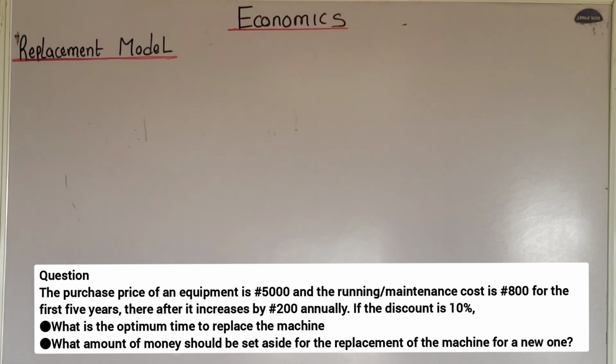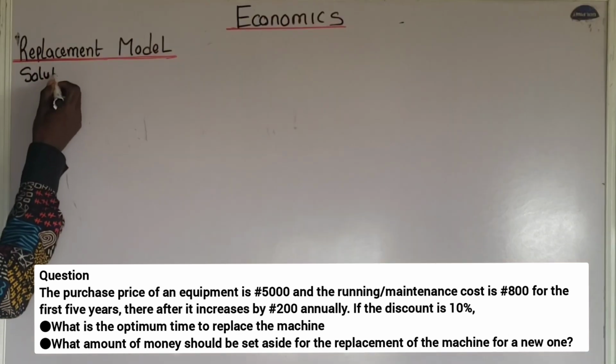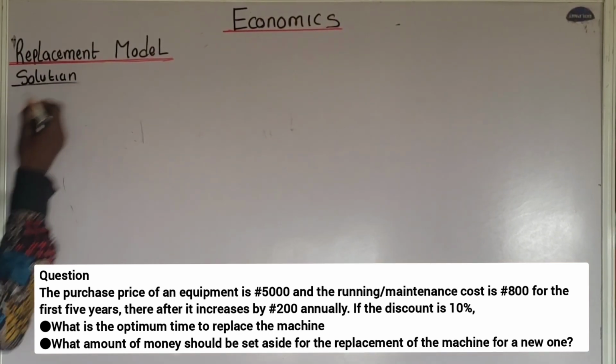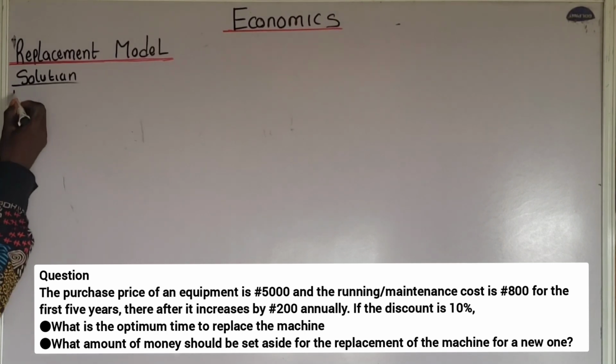Now let's start by writing out the information given in the question. I'm going to simplify this concept so that you understand. All you have to do is pay attention. You are given that the purchase price of an equipment is 5,000 naira. So we have the solution. The purchase price is 5,000 naira.